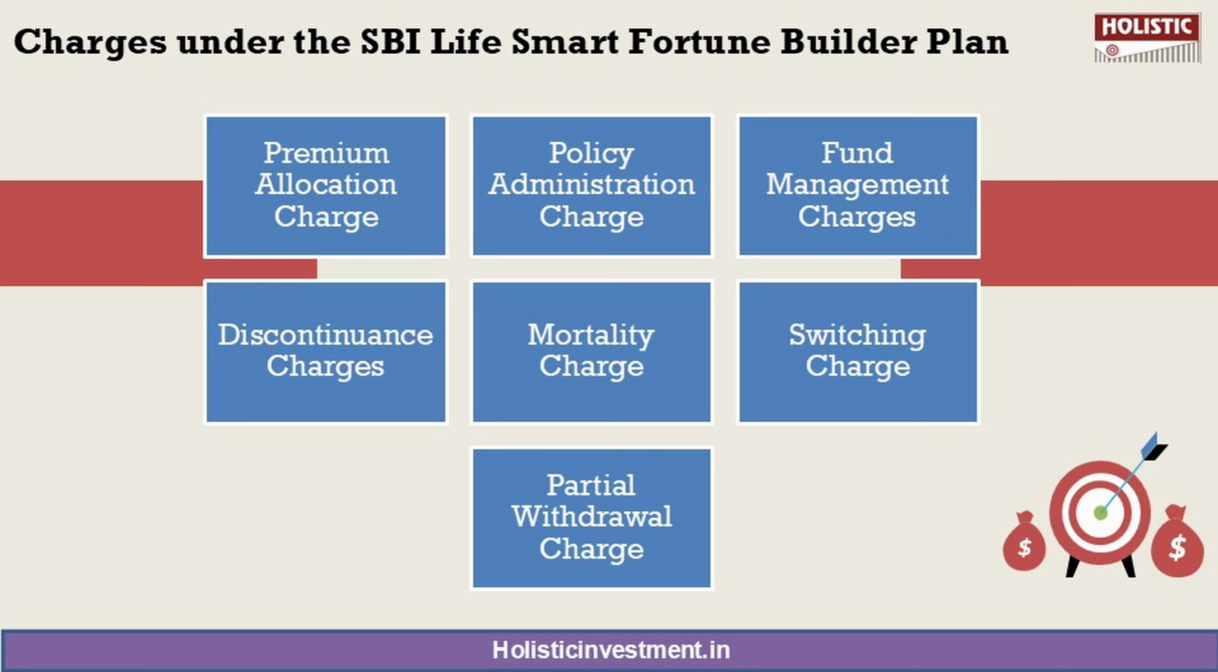First is the premium allocation charge. This charge shall be deducted from all your premiums as they are paid, before the allocation of units, each time a premium is received. The percentage depends on your premium paying term and your policy year. Number 2 is the policy administration charge. This shall be deducted monthly, and it differs according to single pay or limited and regular pay policies.